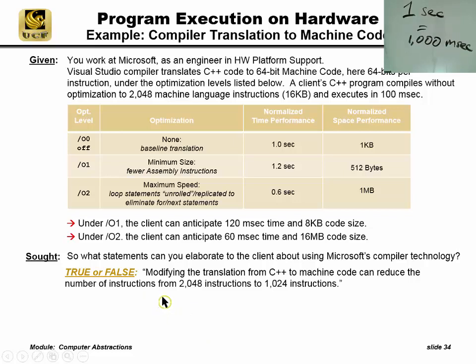What's our conclusion? Modifying the C++, this can be a quiz question. Modifying the translation from C++ to machine code, using optimization to modify it, can reduce the number of instructions from 2048 to 1024. True or false? Well, what are we doing here? We're cutting in half. Yeah, we see that happening here.